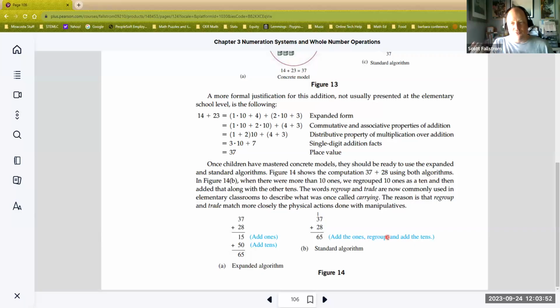We try very hard to break students of that habit because carrying does not tell you how far or what you're doing. What you are doing is taking 10 groups of 1 and combining or regrouping them into one group of 10. That's what the 1 stands for. Up here, it's one group of 10.